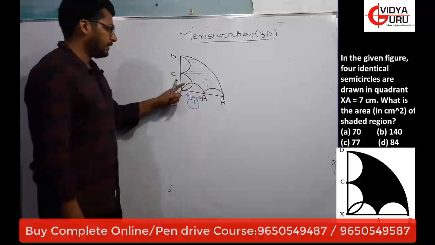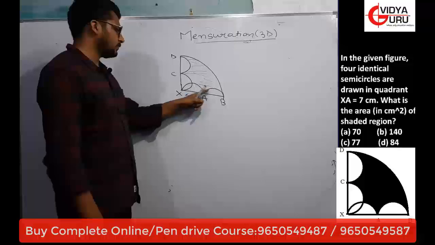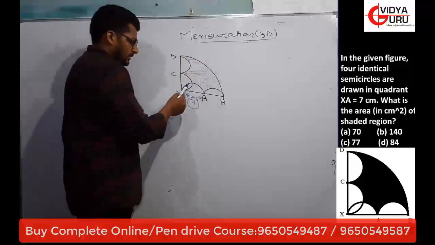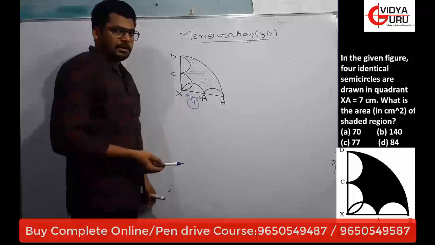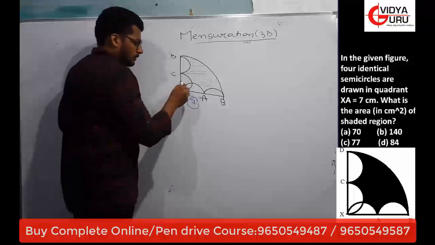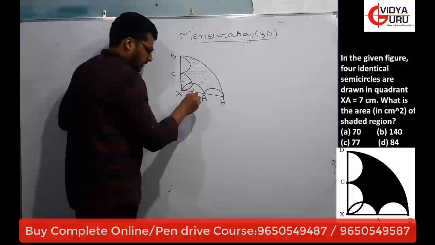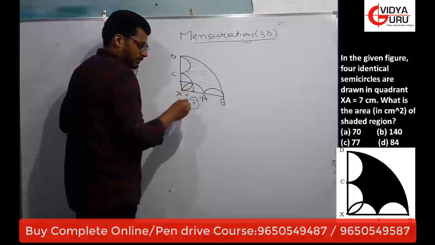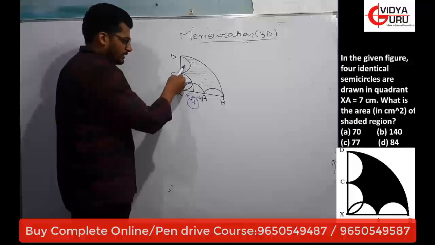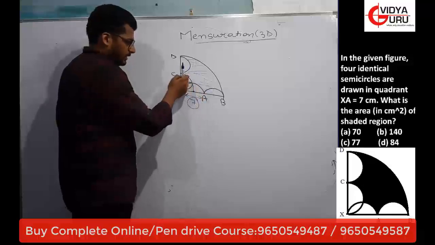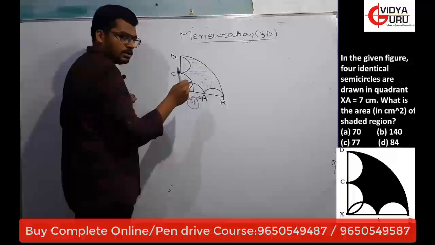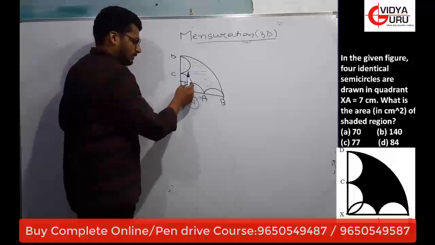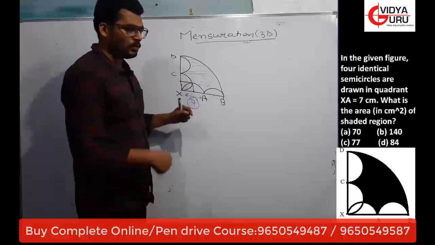See, if I subtract the area of these 4 semicircles from this quadrant, I will get my answer, but this common area will be subtracted 2 times. So what can I do? I can form a square here. This will touch it at the midpoint, and here also it will touch at the midpoint. So 1 semicircle, 2 semicircle, and these 2 parts will form a third semicircle, and this is a square. So we will not subtract this area 2 times then.